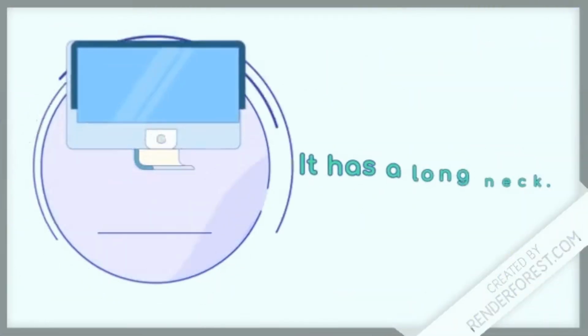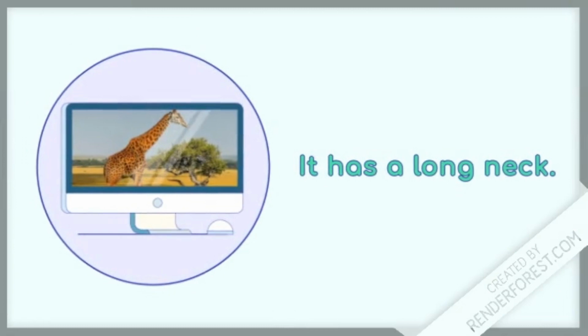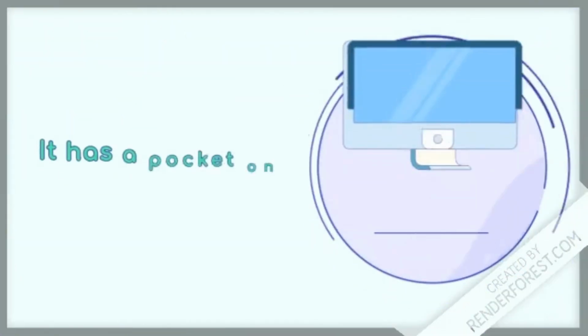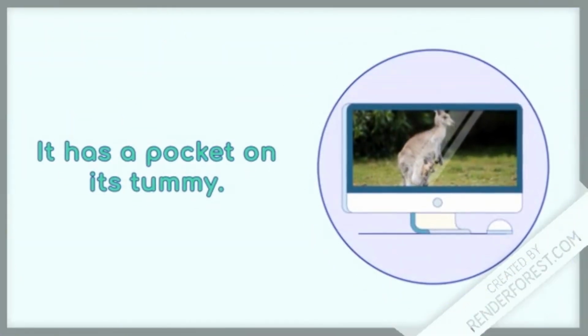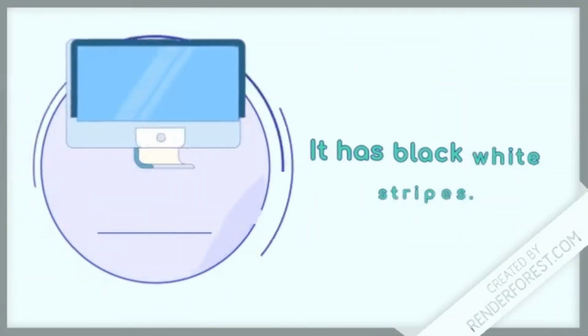It has a long neck. It has a pocket on its tummy. It has black-white stripes.